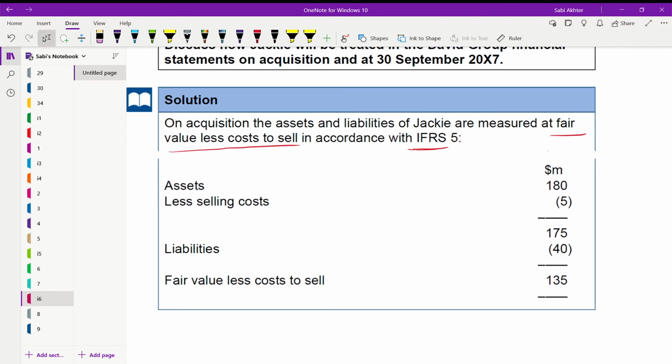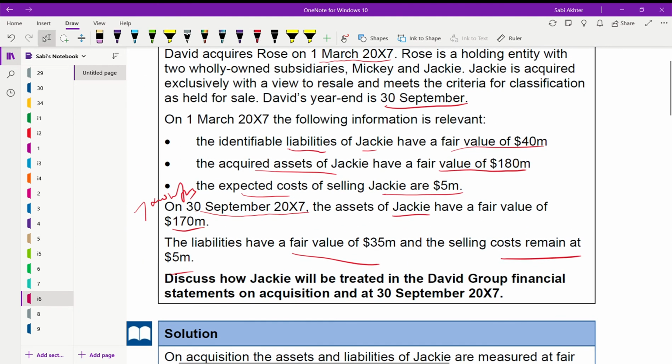Asset less selling cost. Asset is 185 and liability is 40, less fair value cost to sell. So when you are taking the asset, you are taking this 180. And when you are taking the liability, you are taking this liability 40 and selling cost is 5 only.